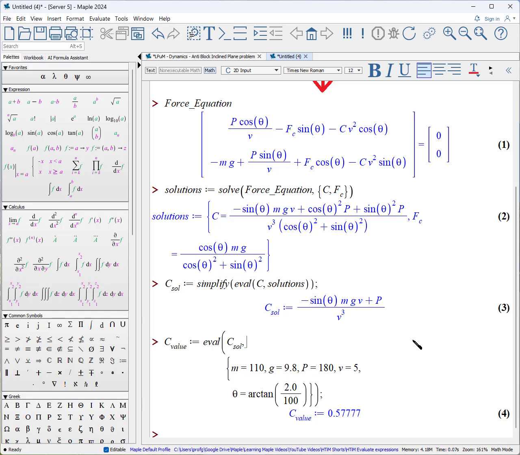At this point, we can now plug in some values to determine the constant for the air drag. So into our solution, we'll put a mass of 110 kilograms for the rider and the bicycle. g is 9.8. The power from the power meter reads 180 watts. We're traveling at about a speed of 5 meters per second. And the angle, which is in percent gradient, so that's 2%, is converted to radians. And this gives us a value here.